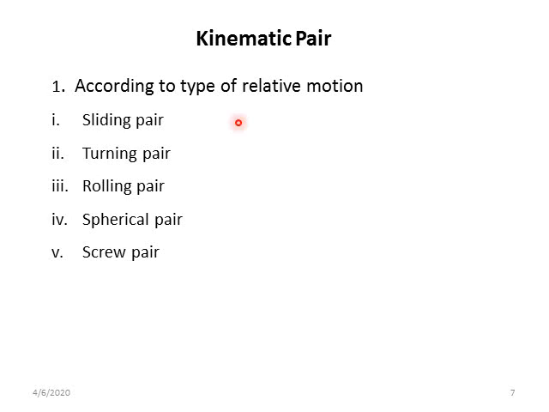According to the relative motion, there are five possibilities in which links can have a relative motion with each other. The first is sliding, the second is turning, then rolling, spherical, and screw pair. Two or more links are called pairs, and they have a relative motion according to five different types. In the next slides we will discuss each one individually. So stay tuned to this lecture and please pay attention.